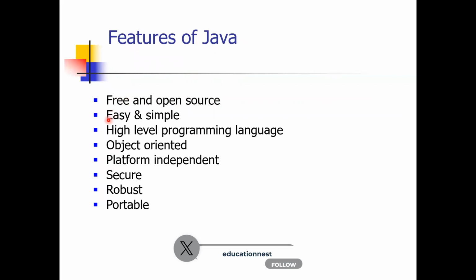Next, the Java language is very easy to understand, very simple. It is a high level programming language. High level means it is not machine friendly, it is user friendly. The compiler converts it into bytecode. After that, the JVM, Java Virtual Machine, converts it into machine code. Source code is not converted directly into machine code. That's why it's a high level programming language.